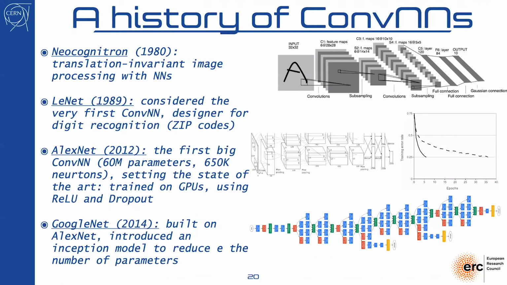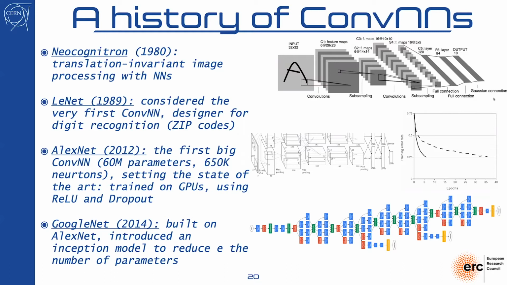Then I'll give you a little bit of history, and then we go to some specific examples, and notably the one that we're going to play with. Yesterday I told you that 2012 was more or less the year when deep learning kicked off. In 2012, AlexNet came out, which was basically the first big convolutional neural network, with 60 million parameters and 650,000 neurons, that could actually be trained only using GPUs. There was Dropout, there was ReLU, so the state of the art was established there.